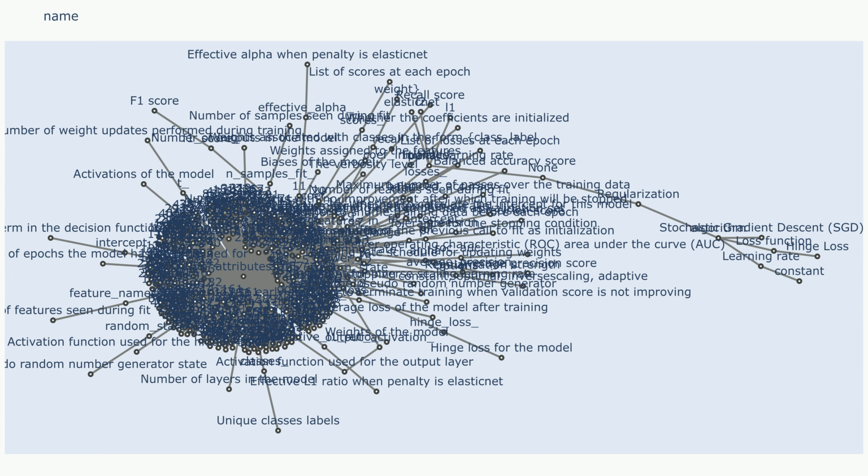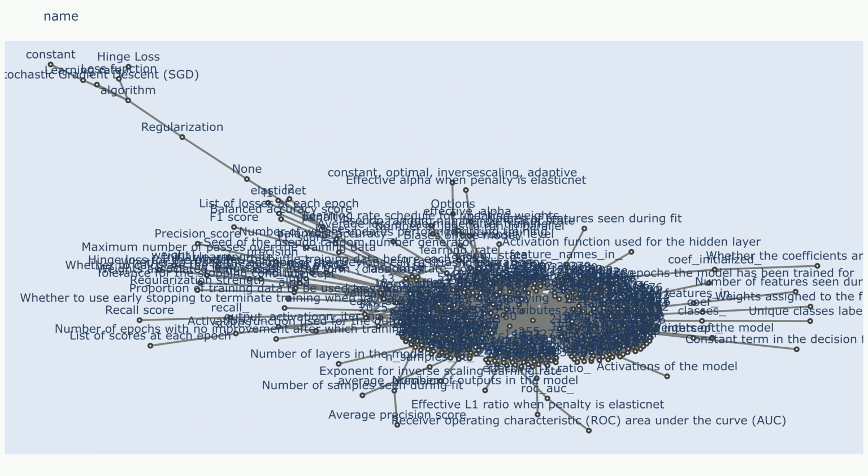Advantages. Simplicity. The perceptron is easy to understand and implement. Fast training. It is computationally efficient for training. Good for initial exploration. It can provide a baseline for more complex models.